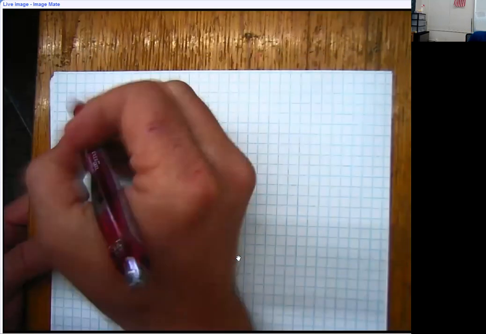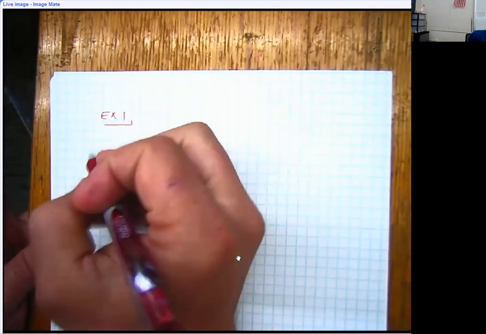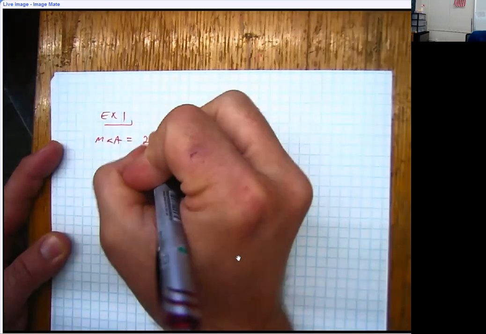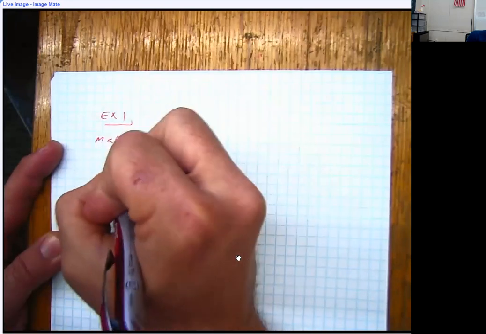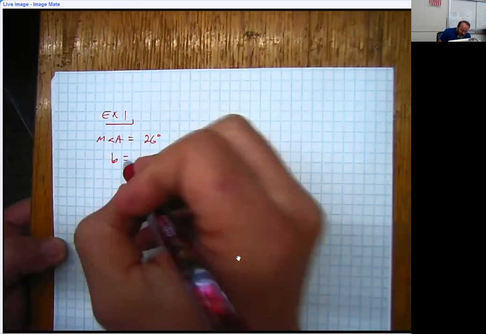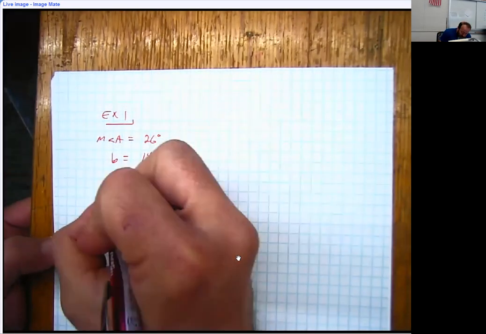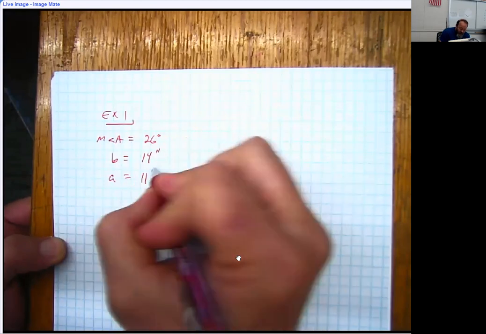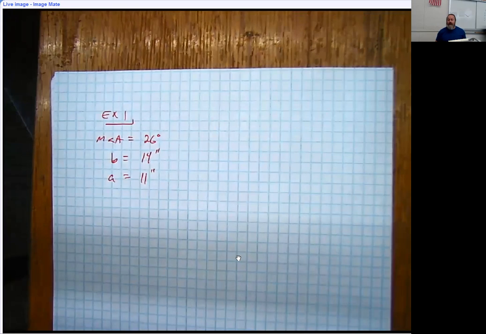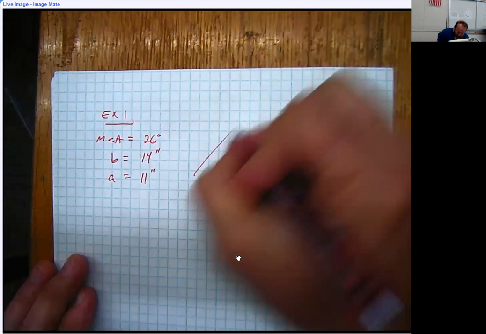So here we go. Let's take a look at what I'm going to call example number 1. In example number 1, I know, and given that the measure of angle A is 26 degrees, that the side length B is 14 inches and the side length A is 11 inches. Now, clearly there's two sides and an angle, but when you first do that, sometimes it's hard to tell if that's side angle side or angle side side or what it is. So I just go ahead and make a quick sketch.